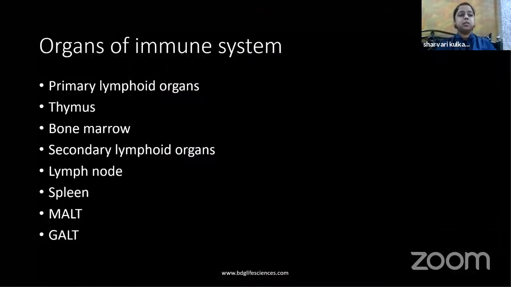Now, what are the organs? This is about the cells of the immune system. Now, what are the main organs of the immune system? They are primary lymphoid organs, which are thymus and bone marrow, and secondary lymphoid organs: lymph node, spleen, MALT, and GALT. So we're going to see each in a little depth.